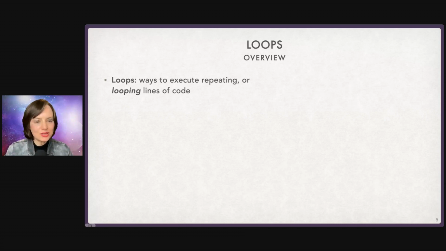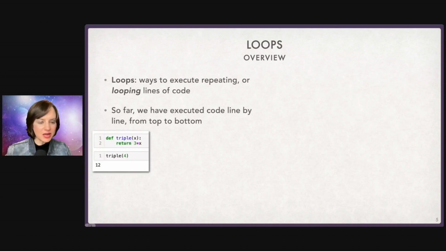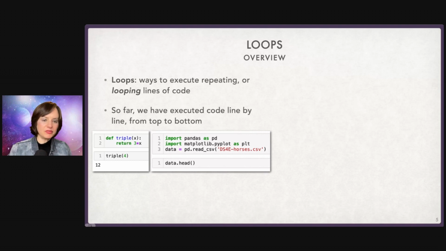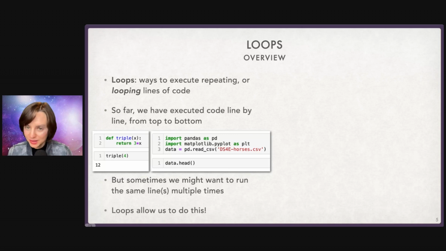Loops are ways to execute repeating or looping lines of code. So far, we have executed code line by line from top to bottom. So we've said, for example, in the previous video on functions, we said define triple x, return 3x, triple 4. And we've gone from top to bottom. We've gone from top to bottom importing data. But sometimes we may want to run the same line of code or lines of code multiple times. Loops allow us to do this.